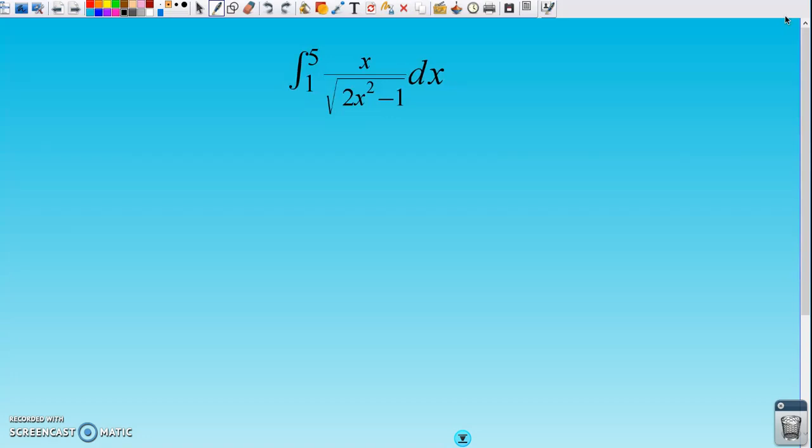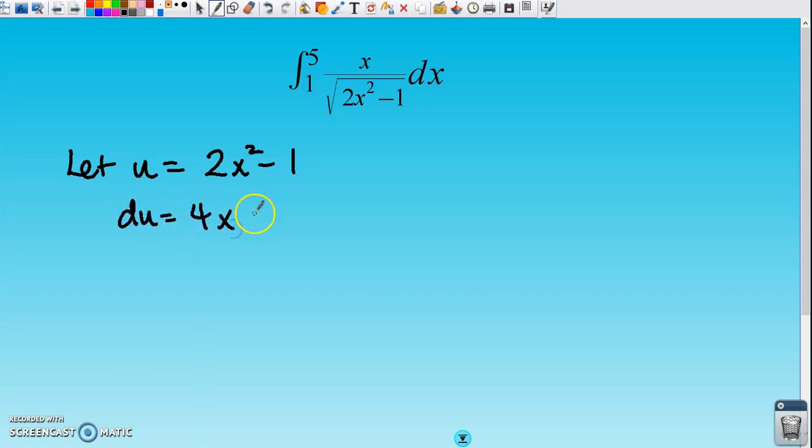So I'm going to say, hopefully by now you are able to easily identify what u is going to be. Here I'm going to say let u equal 2x squared minus 1. So du equals 4x dx. Oh man, there's that 4 out there. No problem. 1/4 du equals dx. Okay. That takes care of everything for the rewrite.